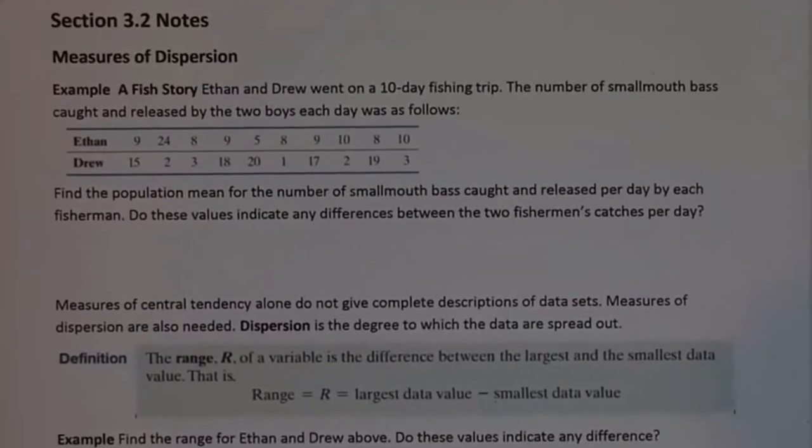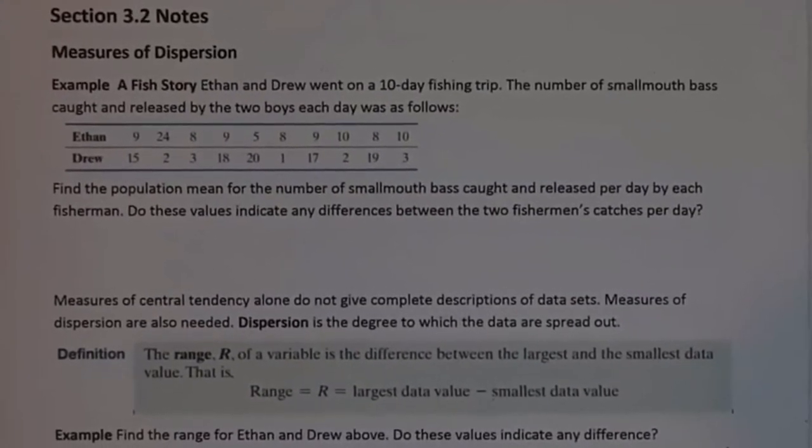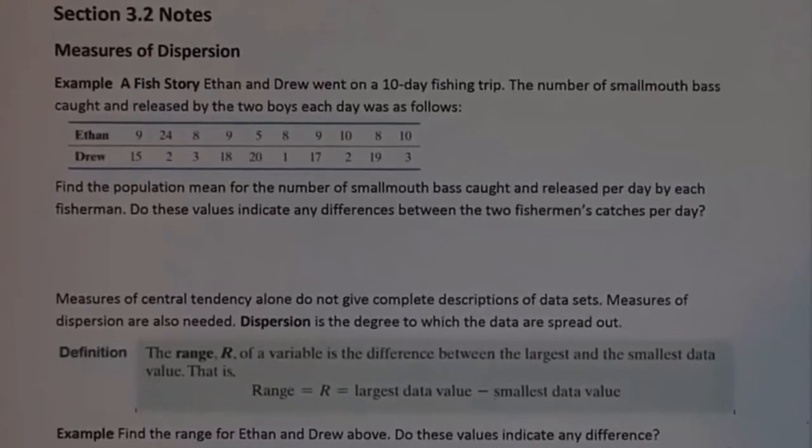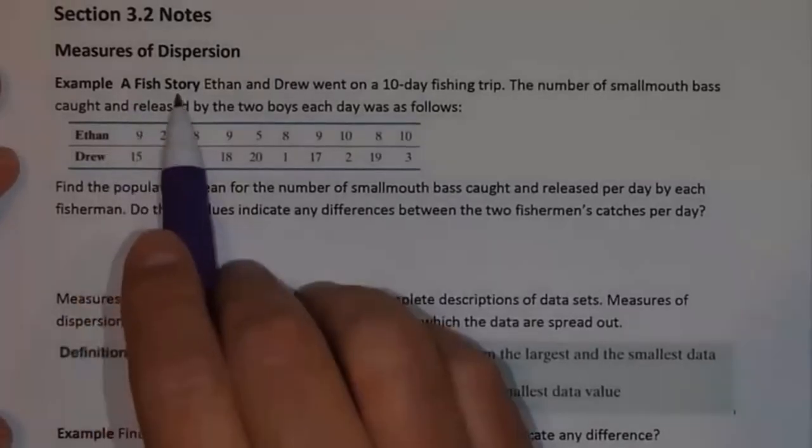In section 3.2, we're going to be talking about measures of dispersion. And I want to begin this by looking at an example with you. So my example is a fish story. This also comes from the book, but it's a very good problem to get at the point of dispersion. So, a fish story.